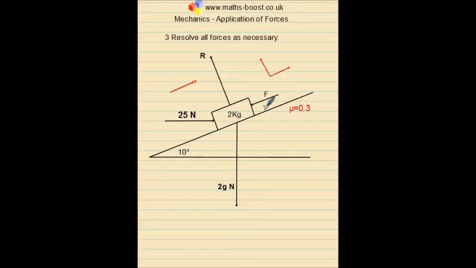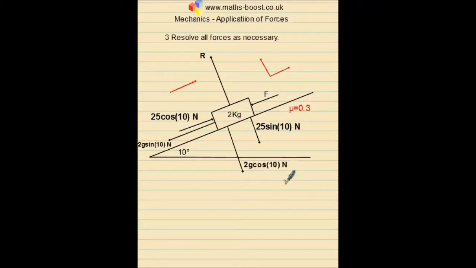Now, friction is already travelling in my chosen directions, and so is the normal reaction, so I don't need to worry about these, but I will need to resolve this 25 newtons. And here I've resolved that 25 newtons into these 2 perpendicular components. And I'll also need to resolve this 2g newtons. So here is step 3 completed. All my forces are resolved into the perpendicular directions that I chose.